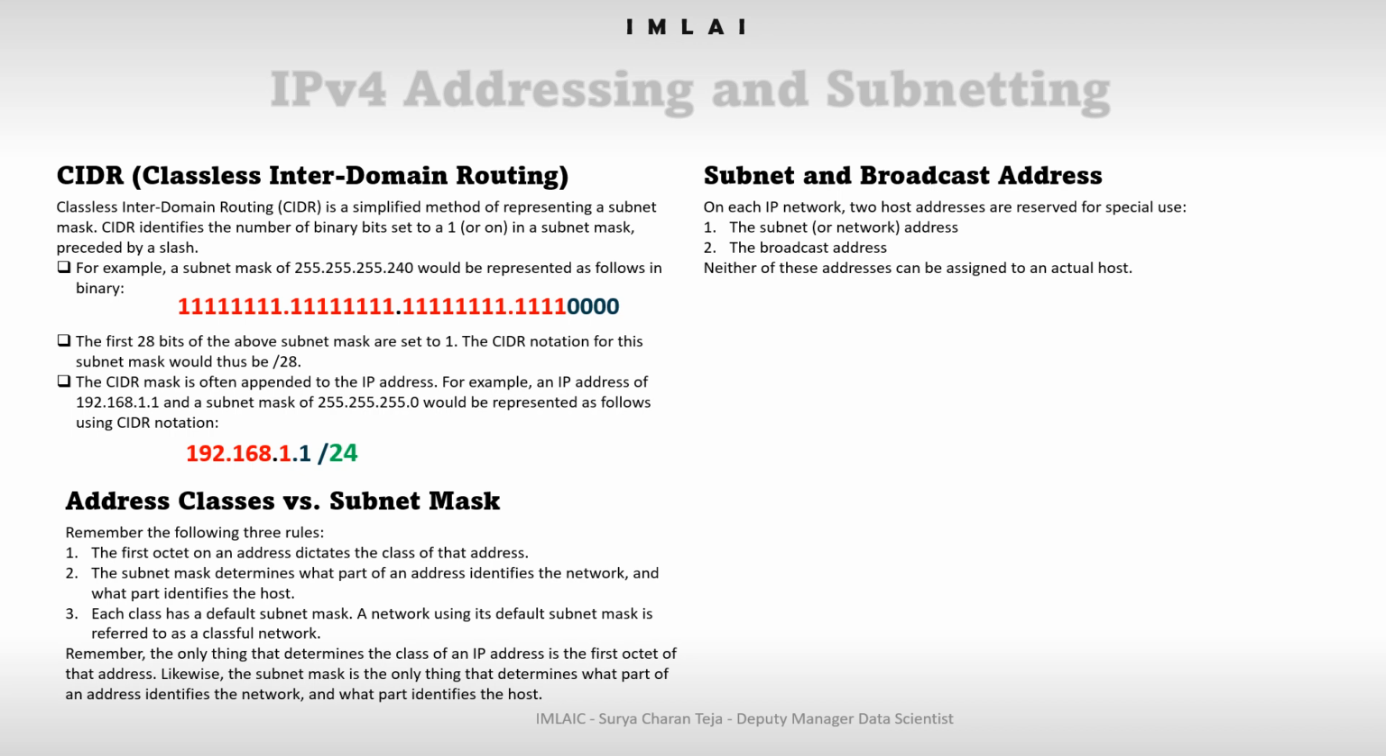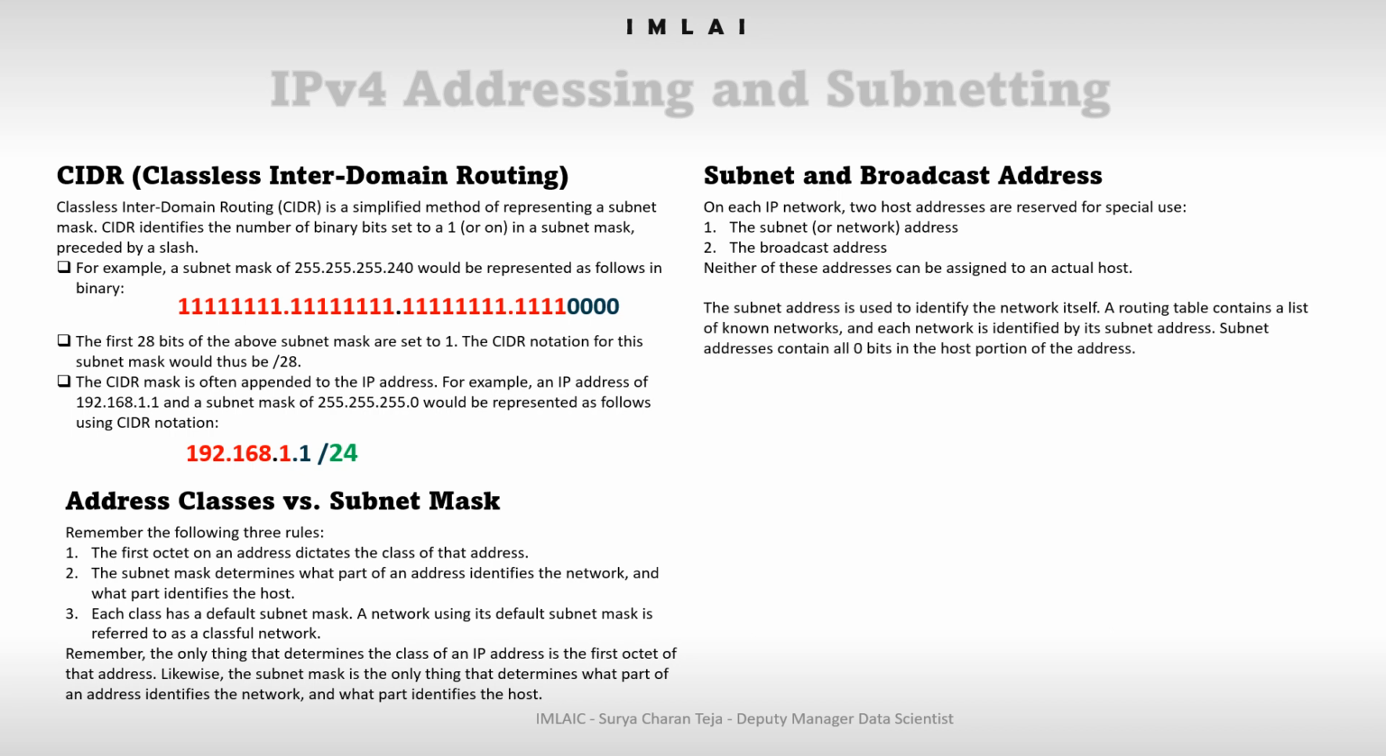A routing table contains a list of known networks, and each network is identified by its subnet address. A subnet address contains all 0 bits in the host portion of the address. For example, 192.168.1.0/24 is a subnet address. This can be determined by looking at the address and subnet mask in binary.